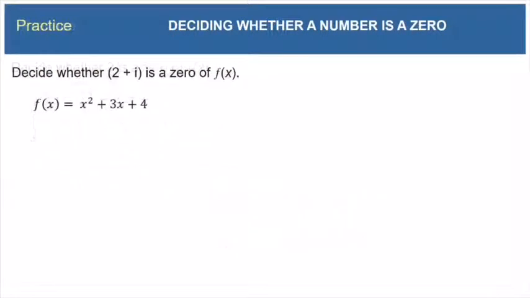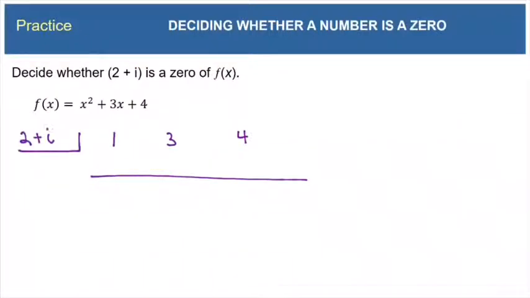And finally, here is one more practice problem for you that involves a complex number. So I want you to pause the video again and try this on your own and make sure you can do the synthetic division with the imaginary numbers by yourself. And if you've had a chance to do that, now let's do it together. So our coefficients here need to be 1, 3, and 4. We're trying to determine if 2 plus i is a 0, so 2 plus i is what goes in the box.